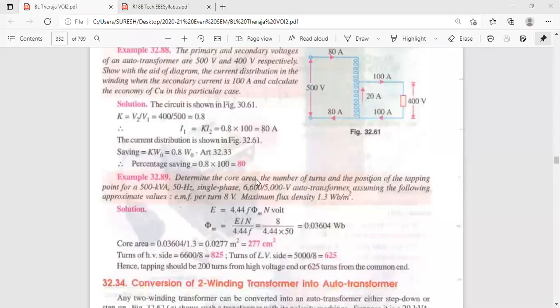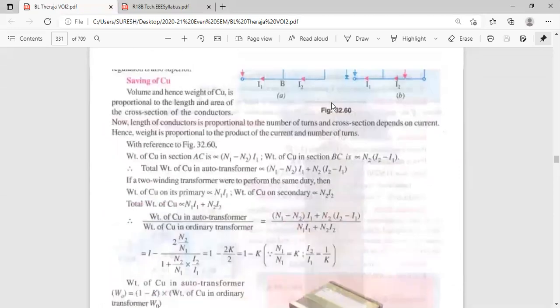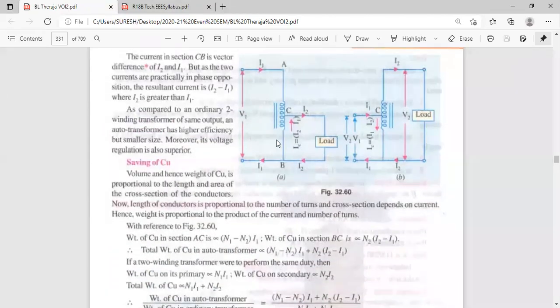Now, what else is he asking in the problem? Area, number of turns, and position of the tapping point in the auto transformer. See, we are having only one winding in an auto transformer. See on the screen, I am showing the diagram. This is one winding in the auto transformer. What is the N1 value? N1 is 825. See here in this diagram, your AB is 825. Draw this diagram.